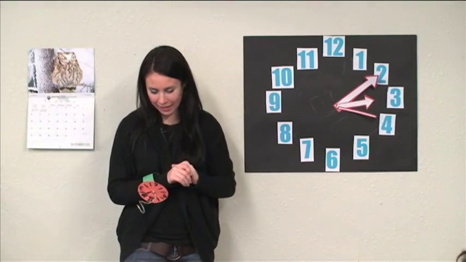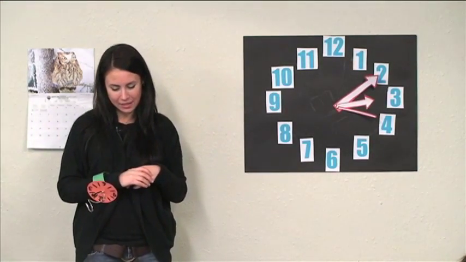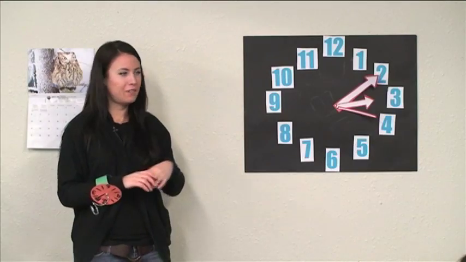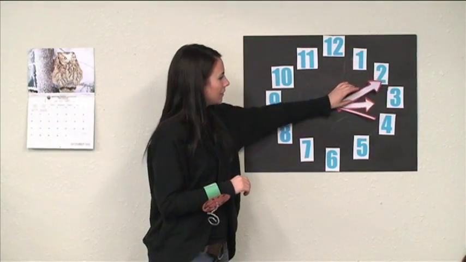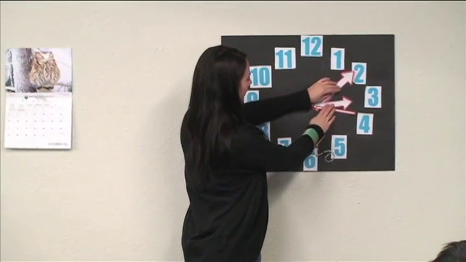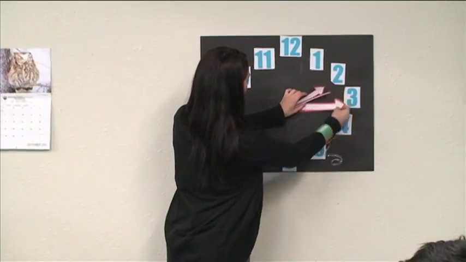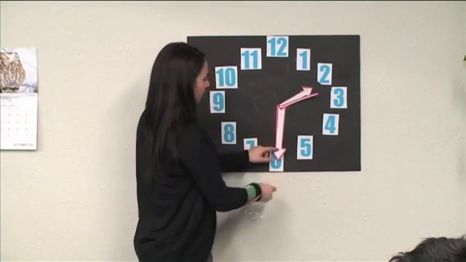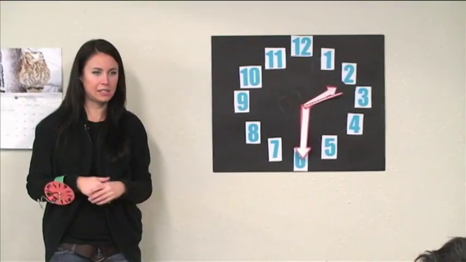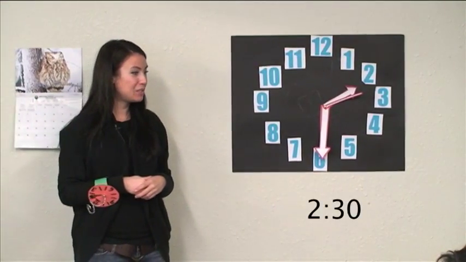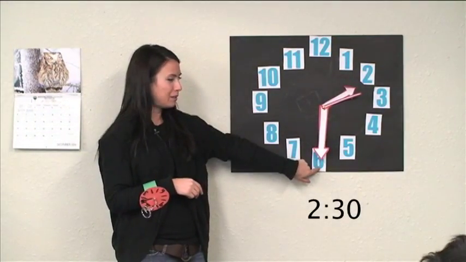Okay. So we know what the big hand does. We know what the small hand does. What about if we have the time? This is the minutes. What if this hand is on the 6? It's 2:30. So this is the 30-minute mark, right?